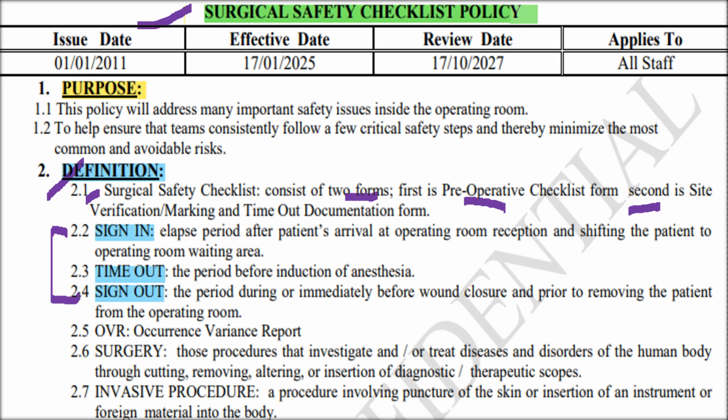We have sign in, the elapsed period after the patient's arrival at the operating room reception and shifting the patient to the operating room waiting area. Then we have time out, the period before the induction of anesthesia, and sign out, the period during or immediately before wound closure or prior to removing the patient from the operating room.